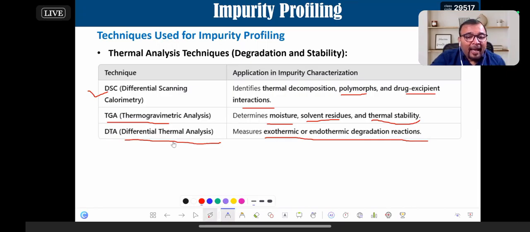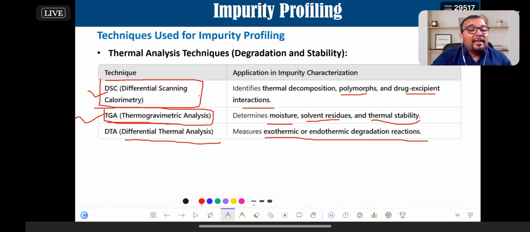According to me, at least these two techniques must be performed. The first one is DSC and the second one is TGA analysis. These two are important techniques. DSC will help you identify the polymorphic forms, right? What is the polymorphic form of the compound? And TGA will help you understand the moisture content and sometimes the number of water molecules, like monohydrate, dihydrate, trihydrate, tetrahydrate. That can be identified based on the TGA analysis. So that is very important for you to define.